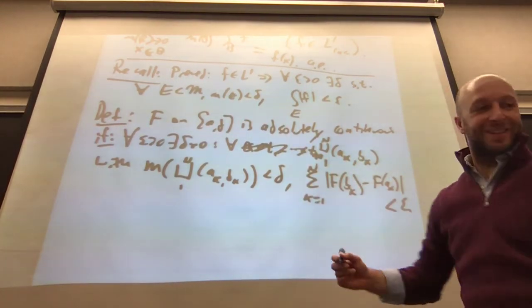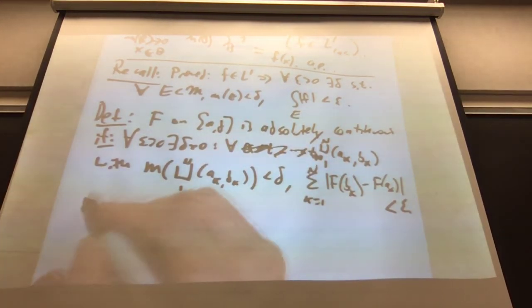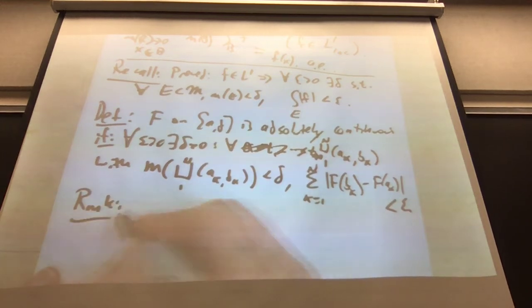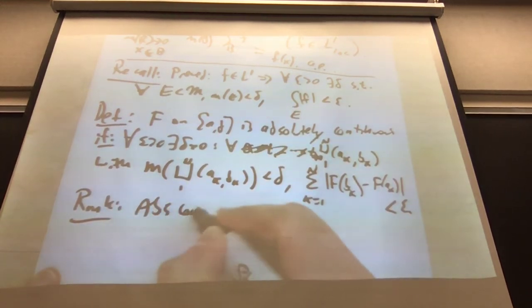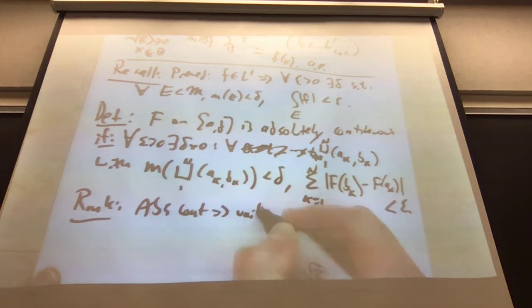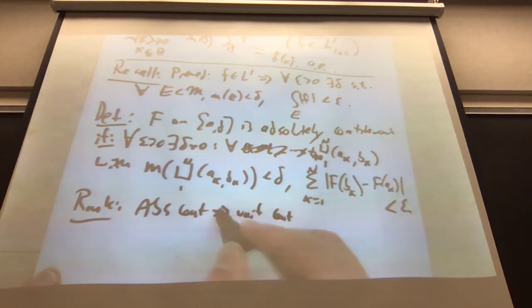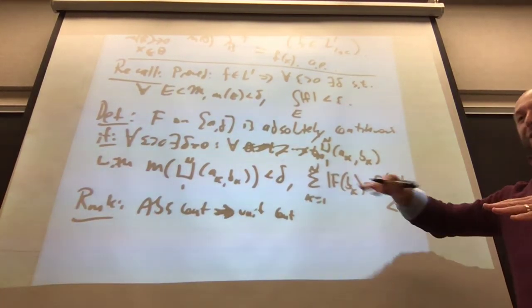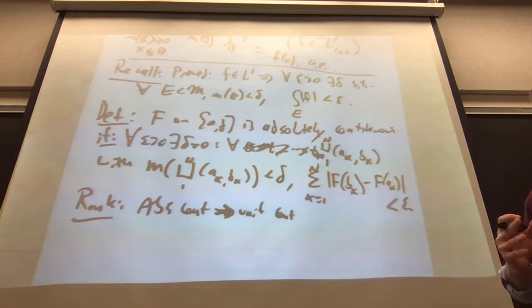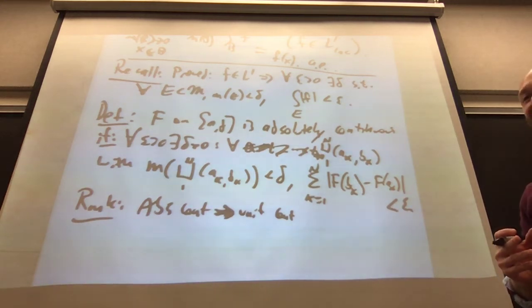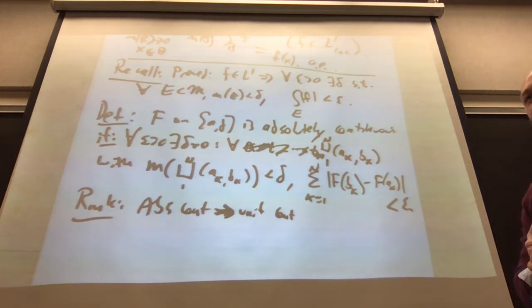So, remark, absolutely continuous implies uniformly continuous, which implies continuous. Okay, so F is definitely continuous, so the pre-image of open sets is open. So say again your question about being Borel.